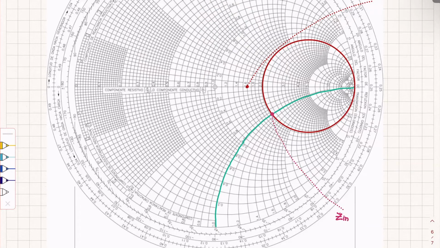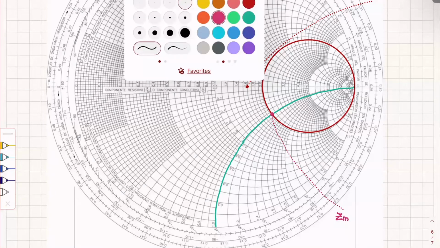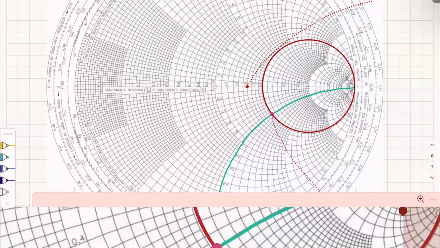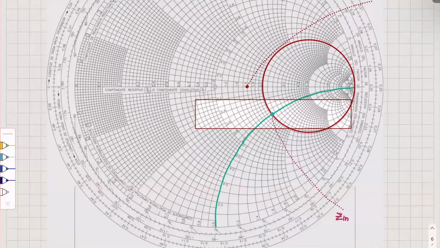I want to move on. I want to find a section of line that is going to move R sub L to a point, and then from there I hope to see where I'm going. Practically, I have to go from this impedance to this impedance, and there are only a few ways I can do it.